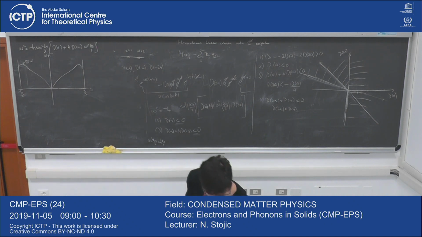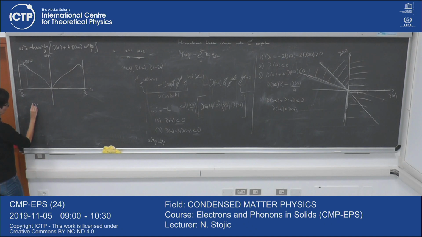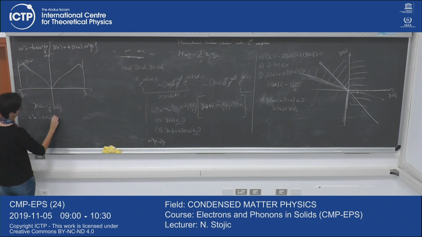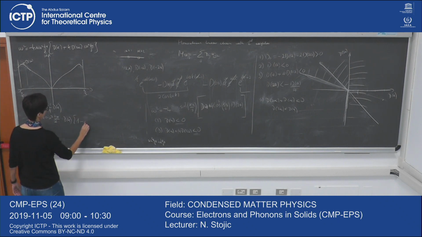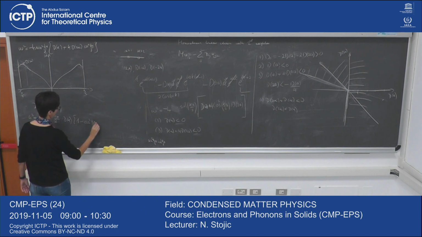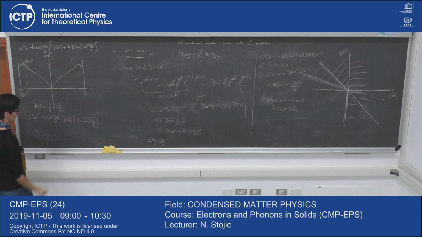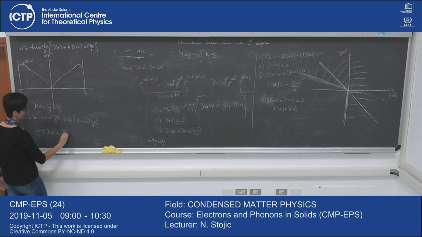Okay, let me see the next case. When d2a is exactly minus 1/4 of d of a, the frequency is minus 4 sin square k a half times d of a, 1 minus cosine square k a half, which is a sine square, 2 of them, minus 8 d of a sine to the power of 4 k a half.